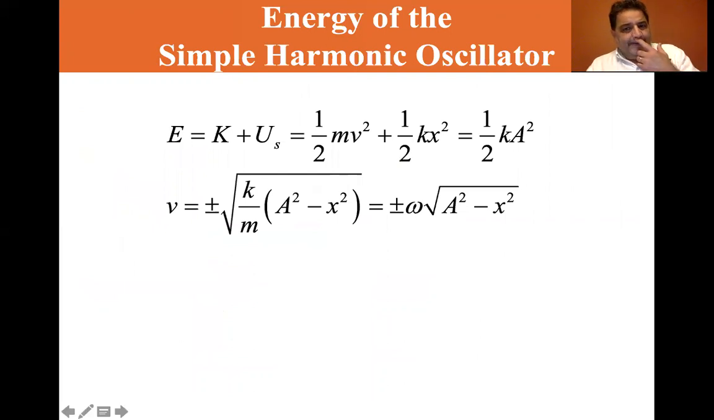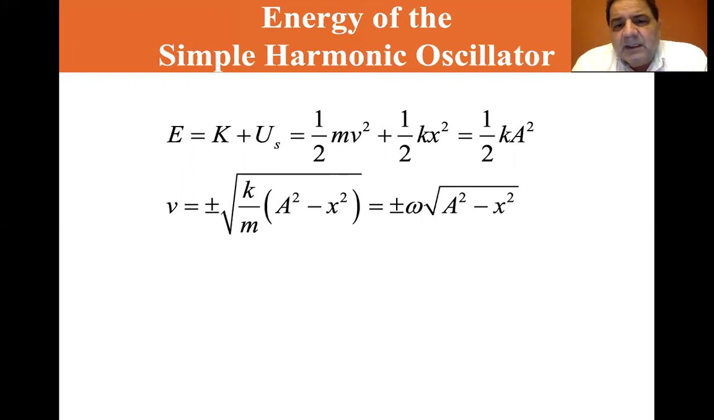Now the total energy E is equal to the kinetic energy plus spring potential energy. So that's 1/2 mv squared plus 1/2 kx squared. That's equal to E. We just showed that was 1/2 k A squared. So if we solve for v, we take the 1/2 kx squared to the other side.